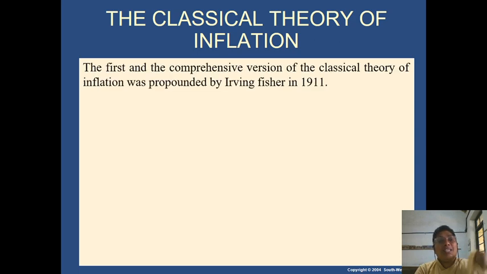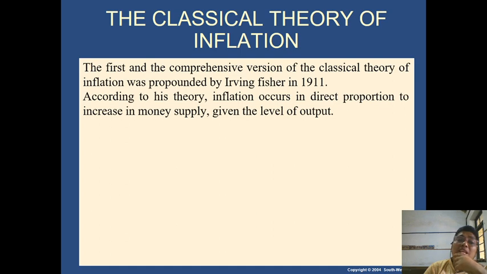Now, by whom was the classical quantity theory of money given? The first comprehensive version of the classical theory of inflation was propounded by Irving Fisher in 1911. According to his theory, inflation occurs in direct proportion to the increase in money supply, given the level of output. Remember, price level is a function of money supply. When money supply increases, price level also increases. So there is a direct and proportionate relation between money supply and price level, known as the strict proportionality version.